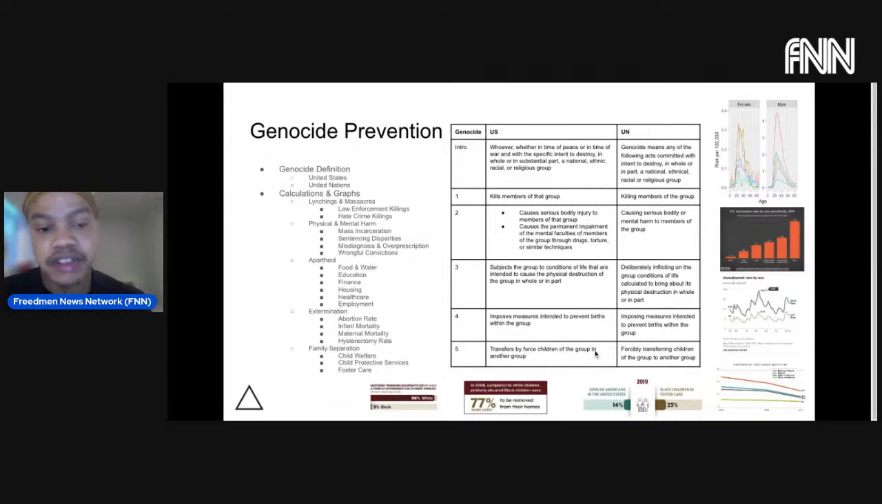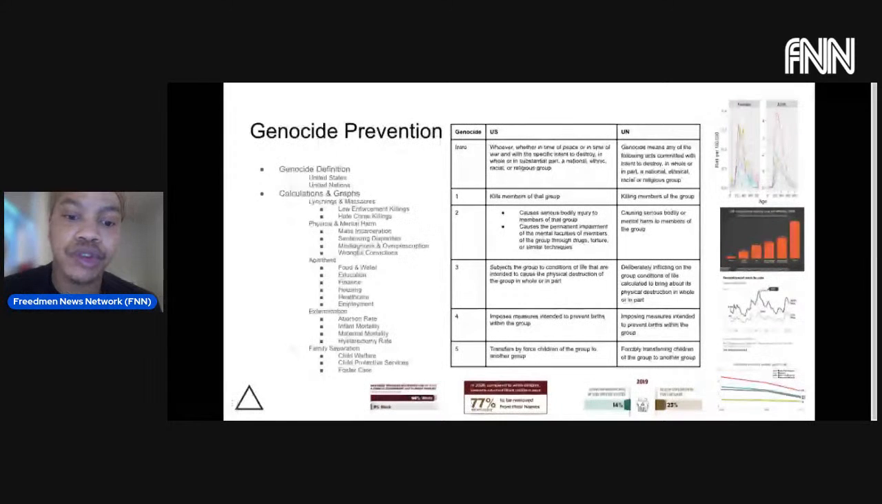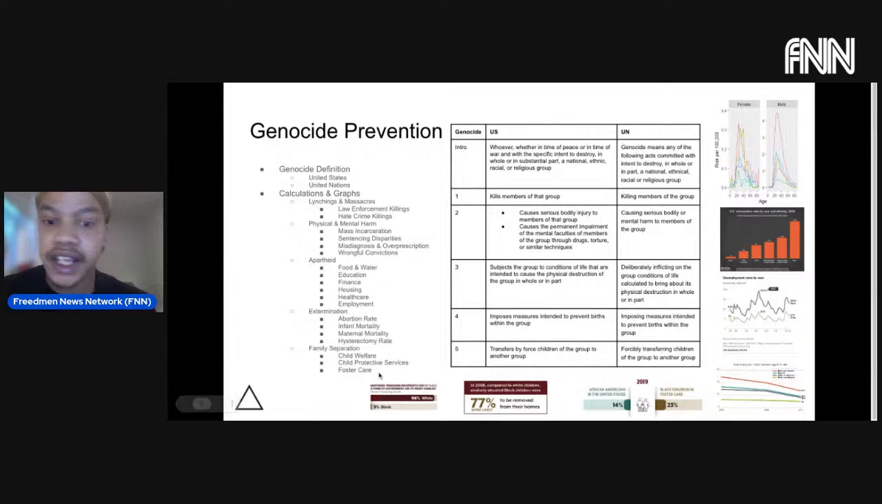transfers by force of children to other groups. So that includes child welfare. We receive only 3% of child welfare. White people get 96%. In terms of child protective services, black families are 77% more likely to have their children removed from their homes, even given the same conditions of the home. And then in foster care, even though freedmen represent about 13% of the population, we make up 23% of the amount of children in foster care. So we're twice as represented in foster care than we should be.